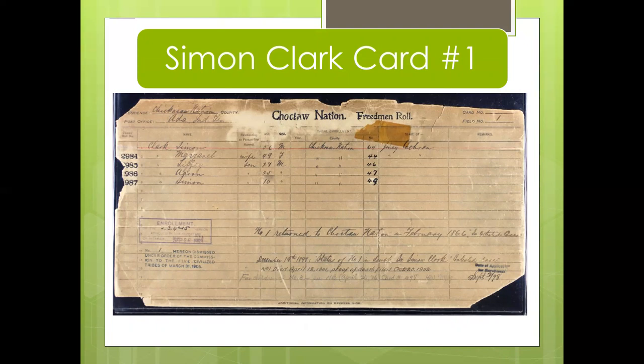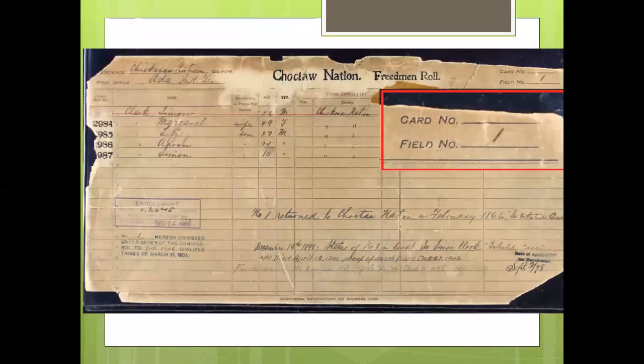Now, card number 1 is different. We see Simon Clark on card number 1. And as you look a little bit more closely, you see, of course, there it is, number 1 in the upper right-hand corner. But you will notice that there's no number stamped next to his name and even a line drawn through it. But his wife and 3 sons do have numbers: 2984, 85, 86, and 87.